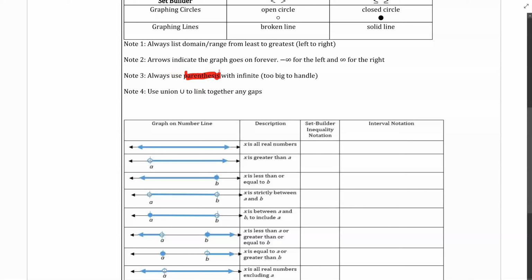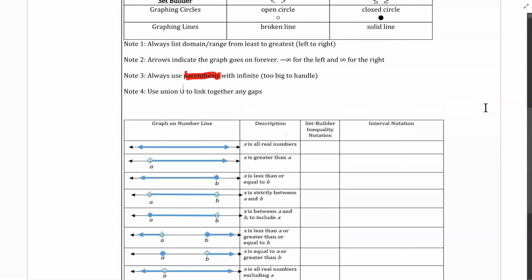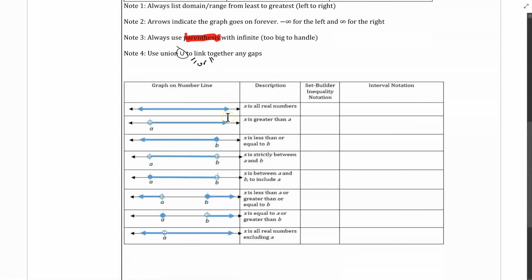And then if there are any gaps in our number line, then we need to link those gaps together using this U symbol, which stands for union, and it's like the math equivalent of the word or. Okay. So here we have a couple examples of some number lines using the points A and B. And we're not going to be really working with set builder notation.